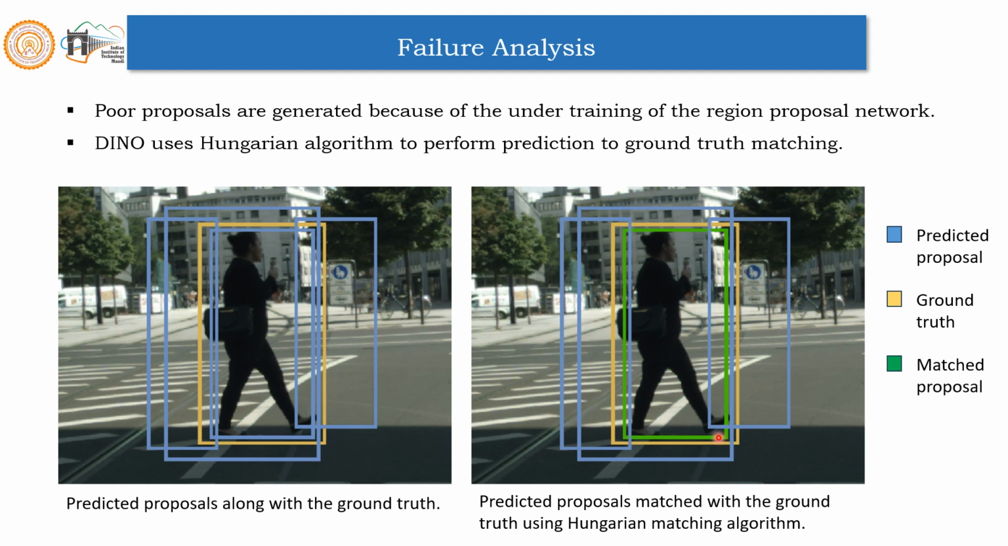Now we see that this green color bounding box receives a positive gradient, while there is another bounding box which exactly encloses this pedestrian, but it is getting a negative gradient. Because of this, the performance of the region proposal network is poor.